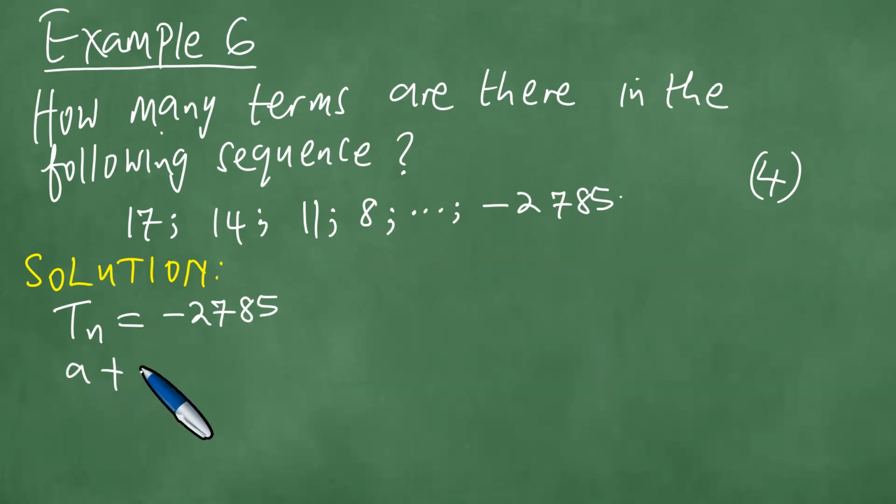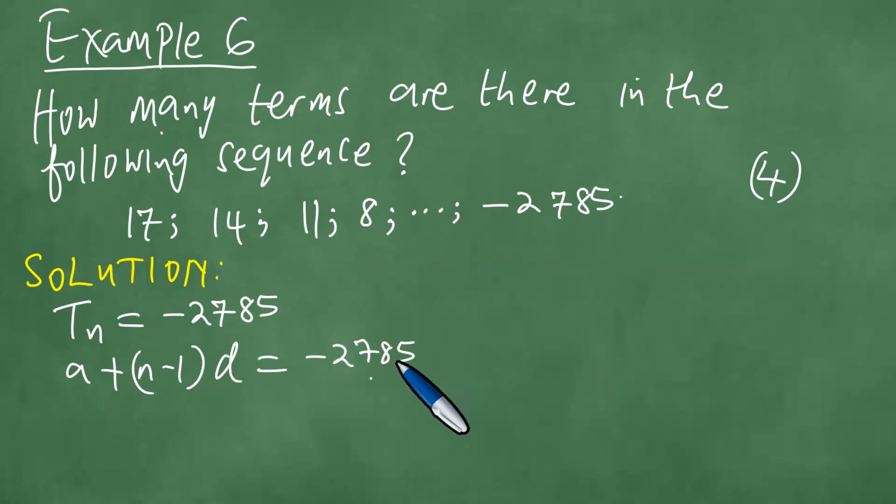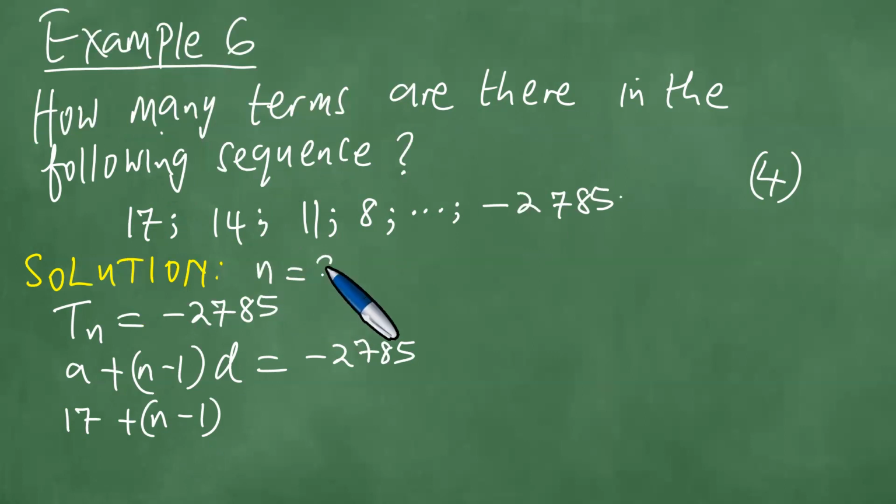It is a plus n minus 1 into the common difference, and this is minus 2785. What is the first term here? The first one is 17. Because the examiner says, how many terms are there? So if they say how many, it means n is a question mark.